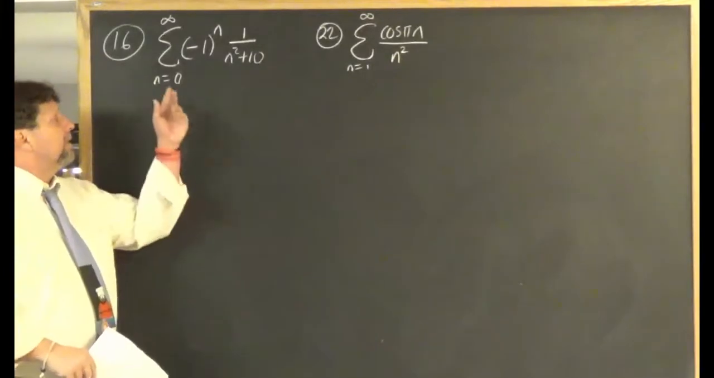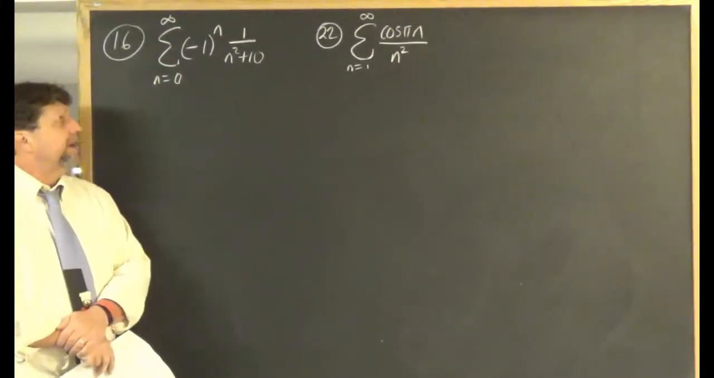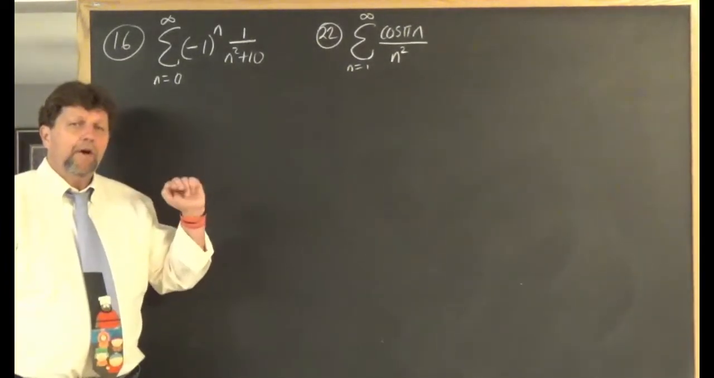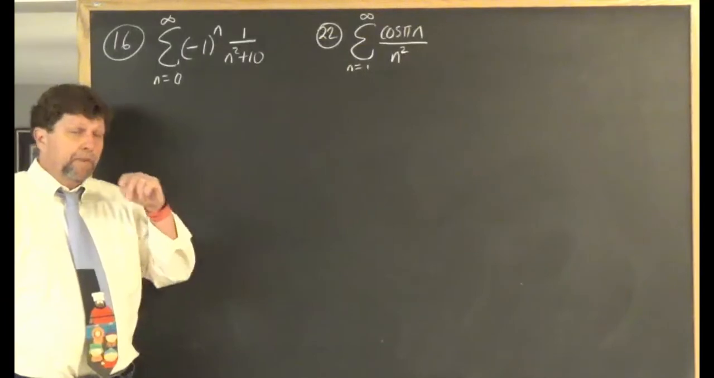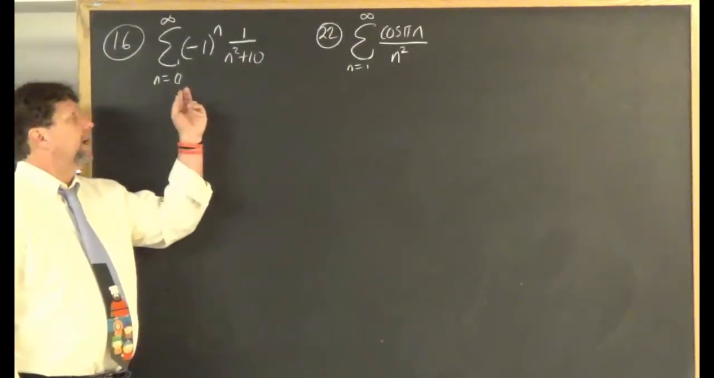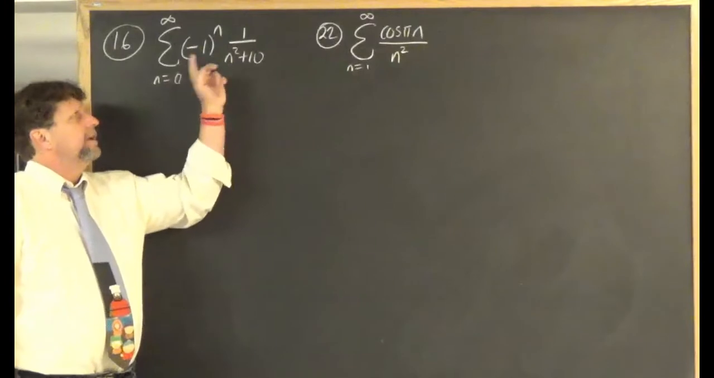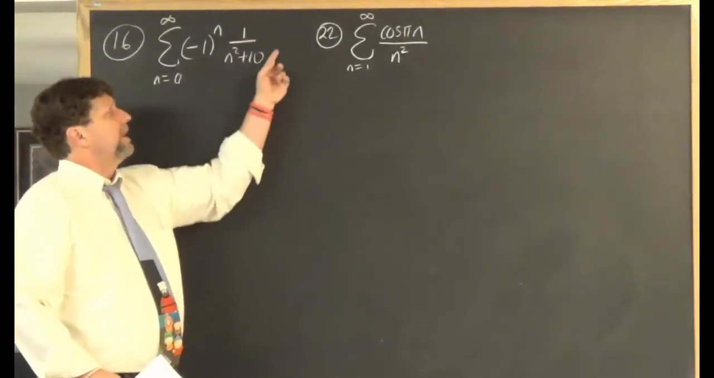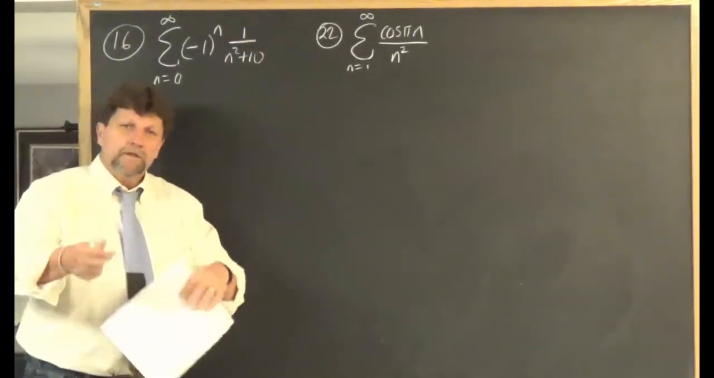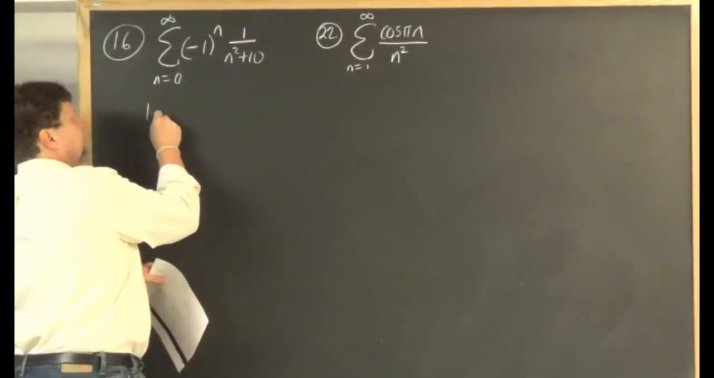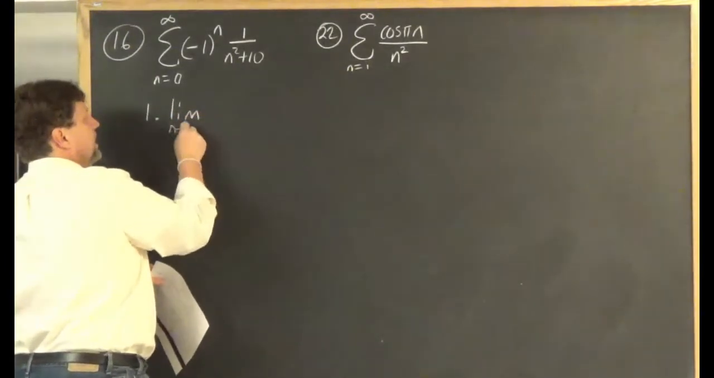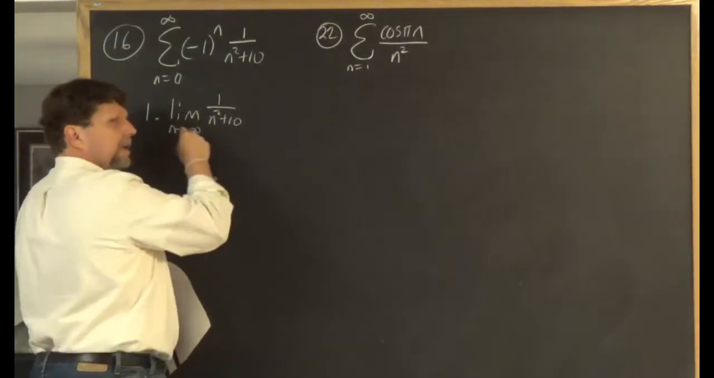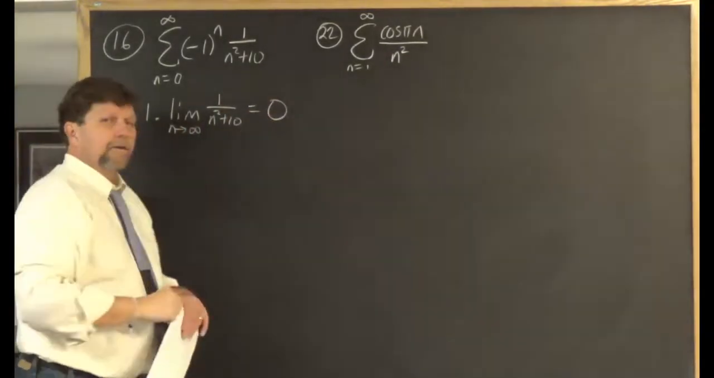Number 16, you had the series n equals 0 to infinity, negative 1 to the n over n squared plus 10, I believe the book had it written. I went ahead and just did the first step and wrote it as negative 1 to the n times 1 over n squared plus 10. That way I can easily see what the a sub n is. So let's crank it through the alternating series test. The first thing we check, the limit as n goes to infinity, 1 over n squared plus 10. Clearly that limit is 0.